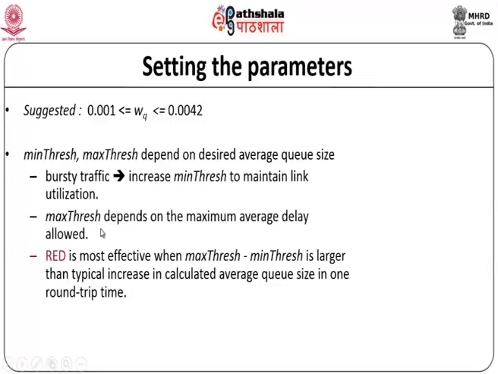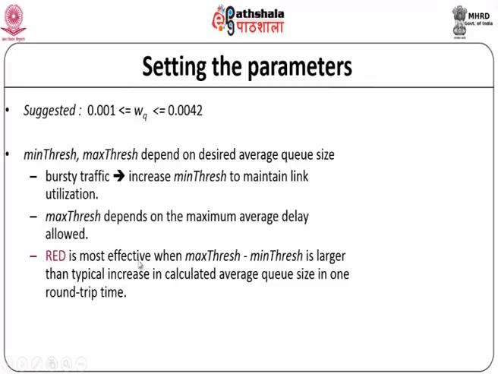The maximum threshold will depend on the maximum average delay that is allowed. If my threshold is larger, packets can get queued for a longer period of time, so by the time I get feedback to TCP, it will take longer. If you can tolerate larger delays, then we would use a larger value of max threshold. So min threshold and max threshold are fixed based on these parameters.